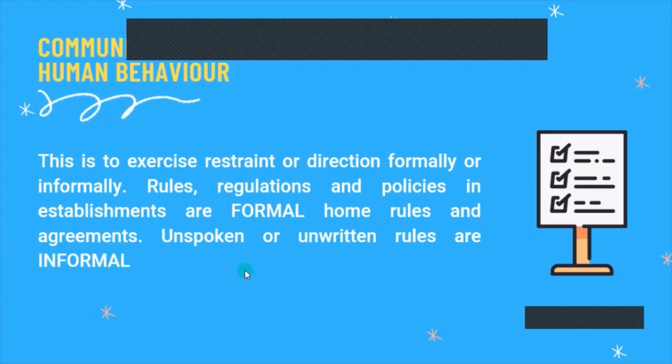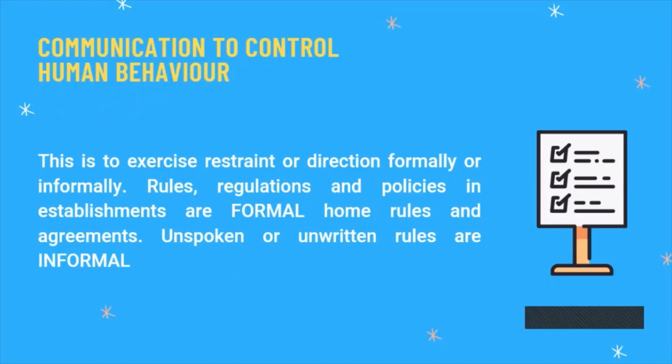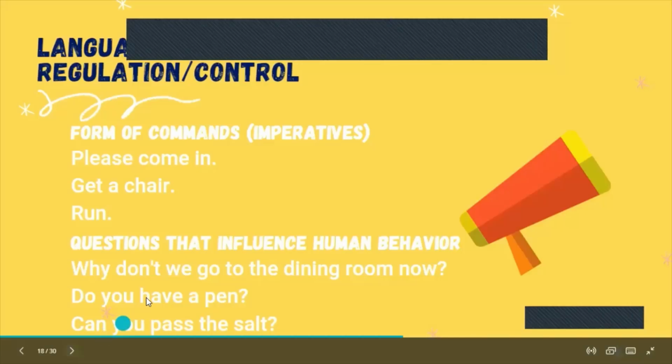Unspoken or unwritten rules are also called informal. When we say unspoken, an example is when somebody is still eating, you should not keep the plates from your dining table. Also, when somebody is still talking, you should not talk. And it is an unspoken or unwritten rule. So I hope you got that.